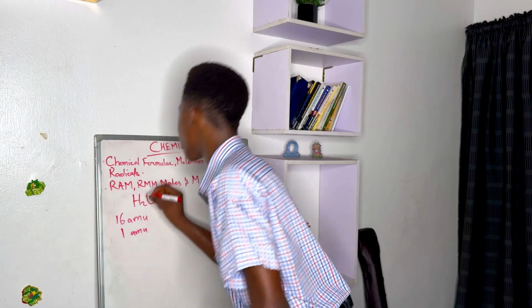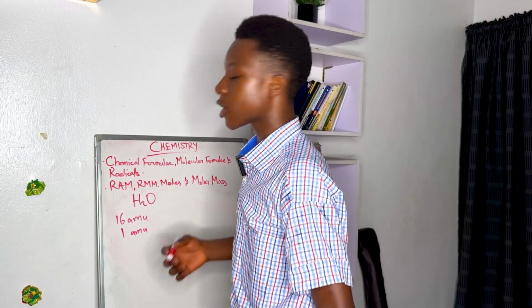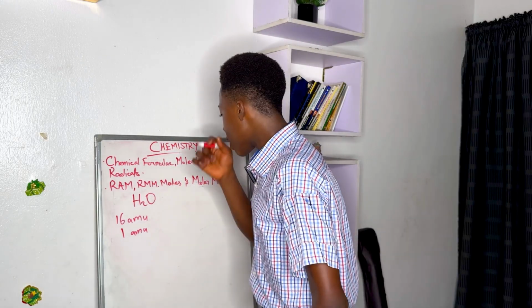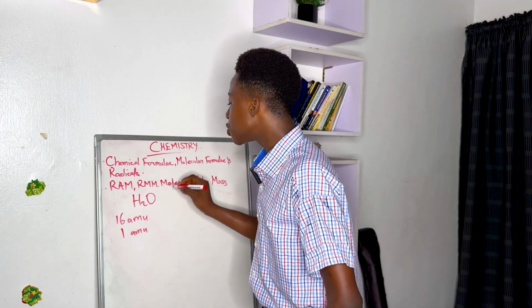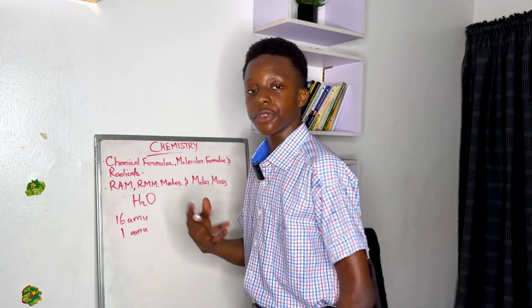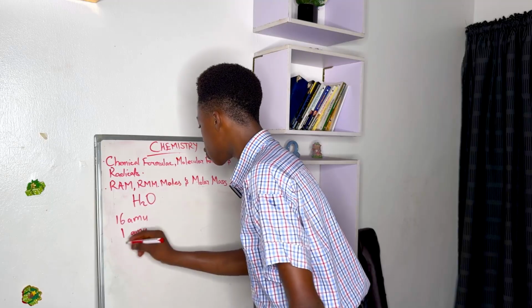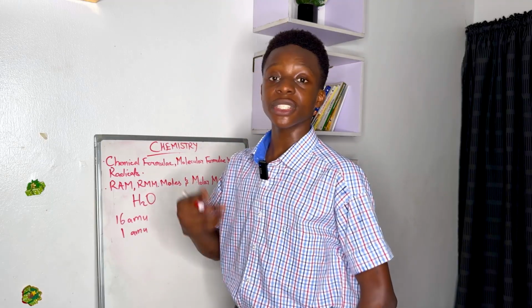So from this, we can actually find out the RMM, or the relative molecular mass of H2O. How do we find that? How many hydrogen atoms are in this molecule? 2, right? So we're going to add up 2 AMU because hydrogen repeats itself 2 times.